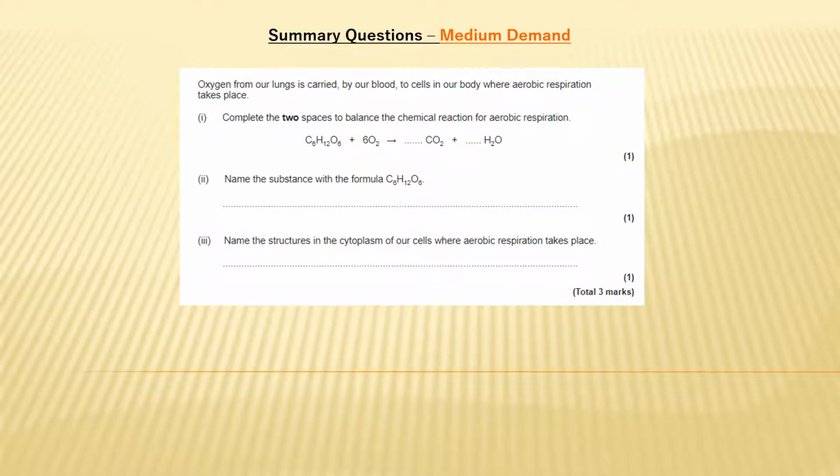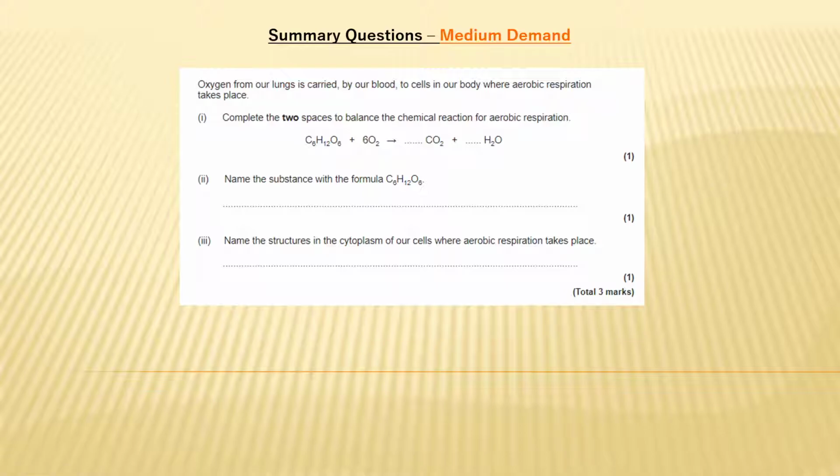Medium demand. When looking at harder questions for respiration, you'll typically see that the symbols will be included, and you'll see the equations occur more frequently. Feel free to pause the video and have a go at the questions on the screen. Great. So looking at the first equation, complete the two spaces to balance the chemical reaction for aerobic respiration. I know that balancing an equation can seem tough, but hopefully you'll go away and look at the video.